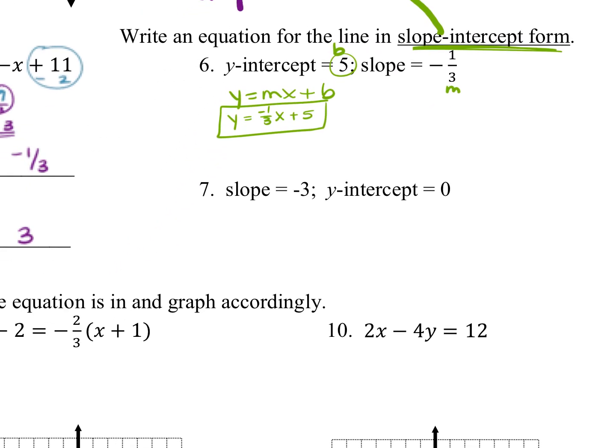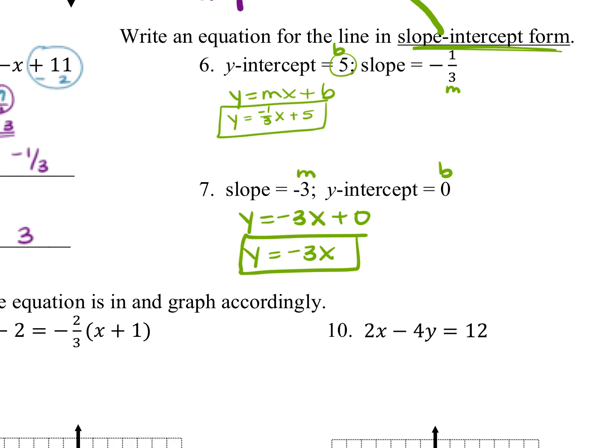Number 7, you have a slope of -3 and a y-intercept of 0. So y equals -3 times x plus 0. Well, when you add 0 to something, it doesn't do anything, right? So y equals -3x. That would be your best answer. Okay.